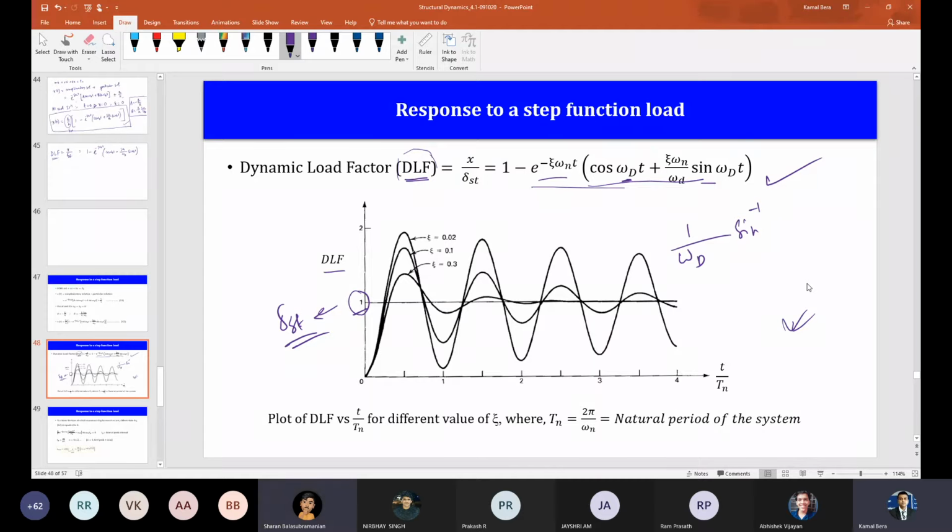Sir, you asked for the t value at which the maximum is occurring. If we differentiate this and then equate it to 0, the cos terms will get cancelled, and then we'll have only the sine term plus a constant term equal to 0. Just tell me the sine term. So the equation is zeta omega n plus omega d square sine omega d t equal to 0.